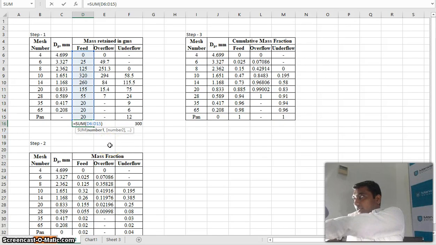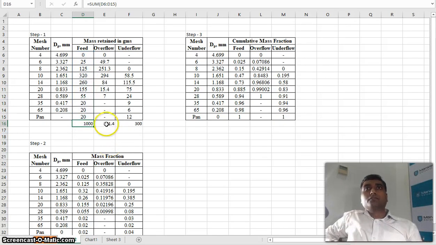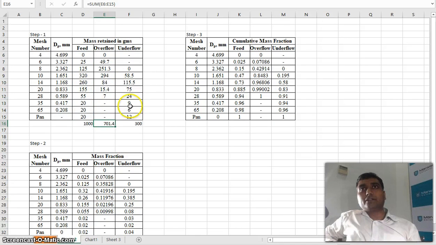And next we have this for overflow and underflow. Similarly, how will you get the mass fraction? This 0 divided by 1000. Next for overflow also 0 divided by 701.4. So you will get the respective values. Okay, so this table is completed, you will get the mass fraction.